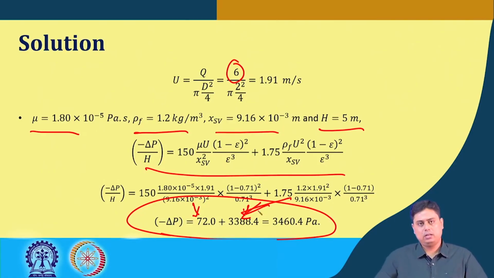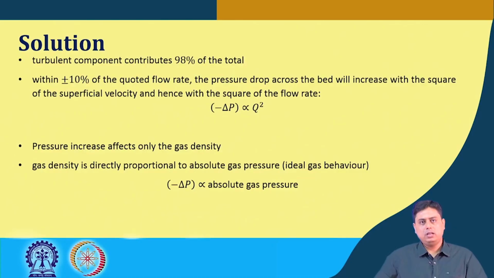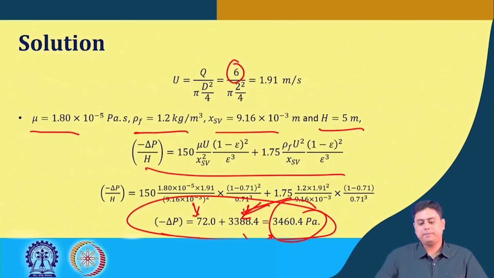What did you get? Is that the overall pressure drop has most of the contribution from the inertia part of the Ergun equation, almost 98%. Okay. So, the turbulent component contributes 98% of the total, which means that flow is happening in the turbulent region.